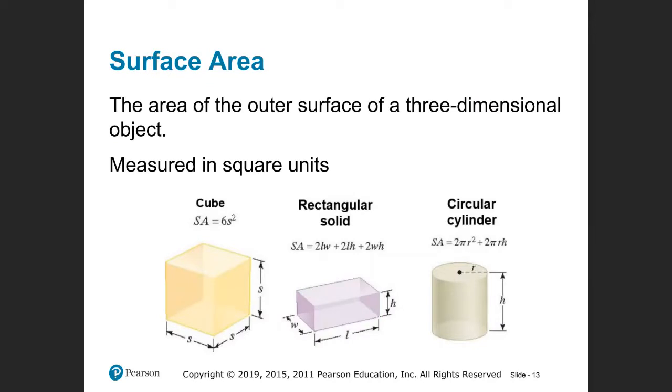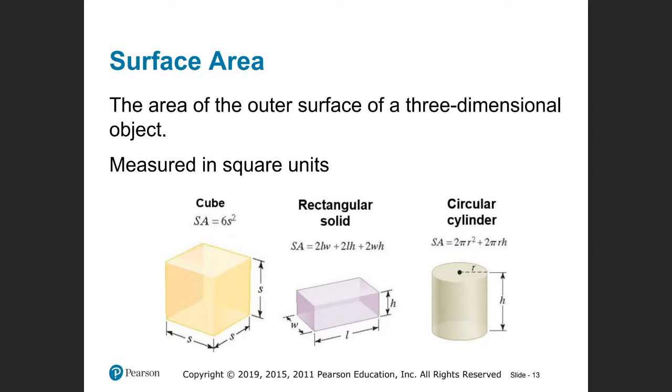Next is surface area. The area of the outer surface of a three-dimensional object is surface area. It's like wrapping a box for a Christmas present. It is measured in square units because we're talking area again. Volume is cubic units, area is squares. Okay, so the surface area of a cube is 6s squared, where s is a side.